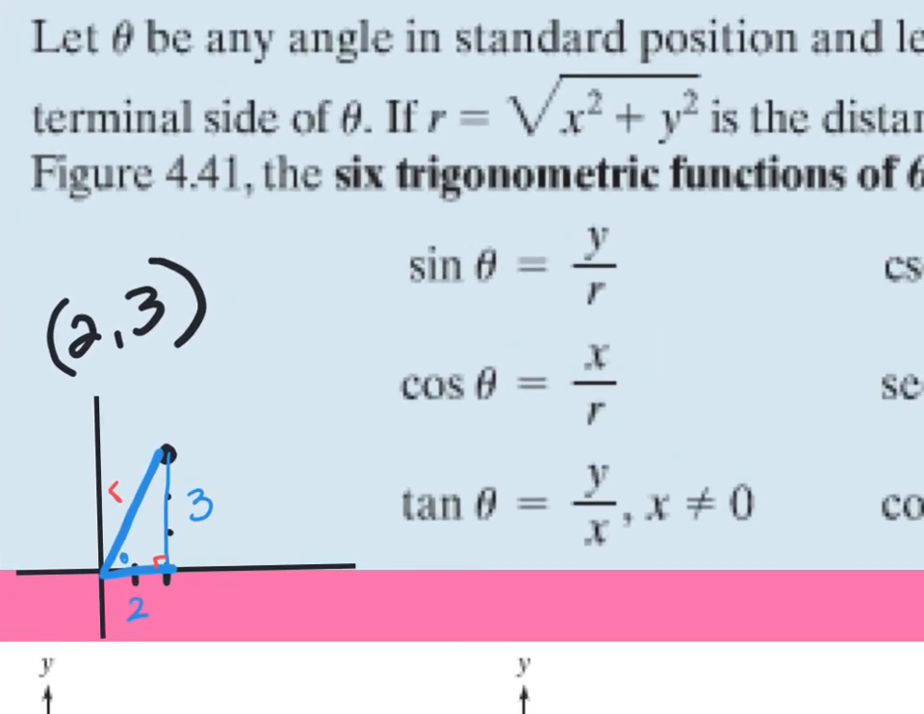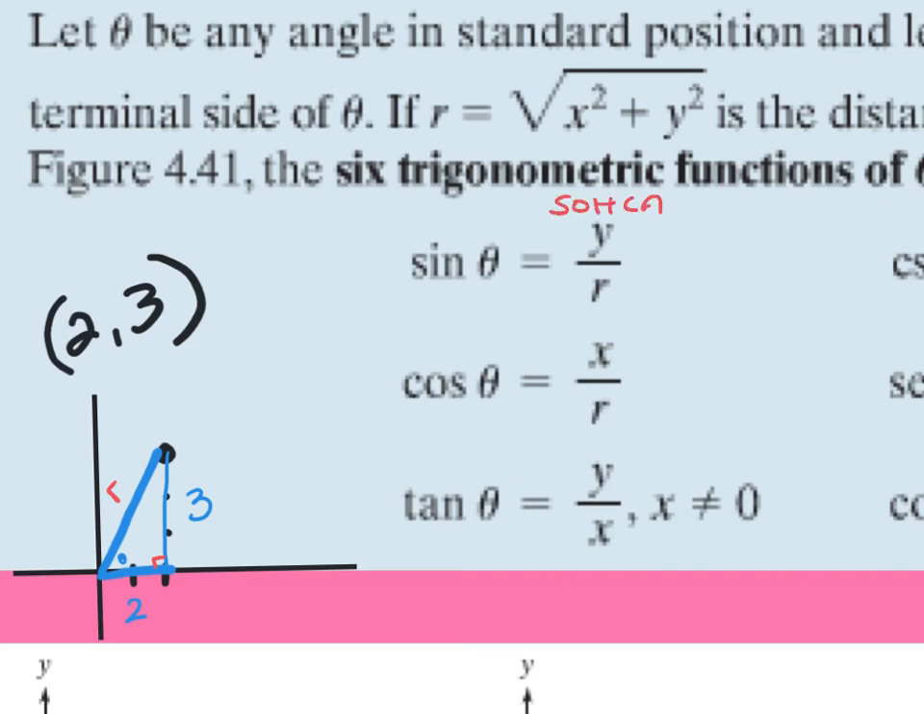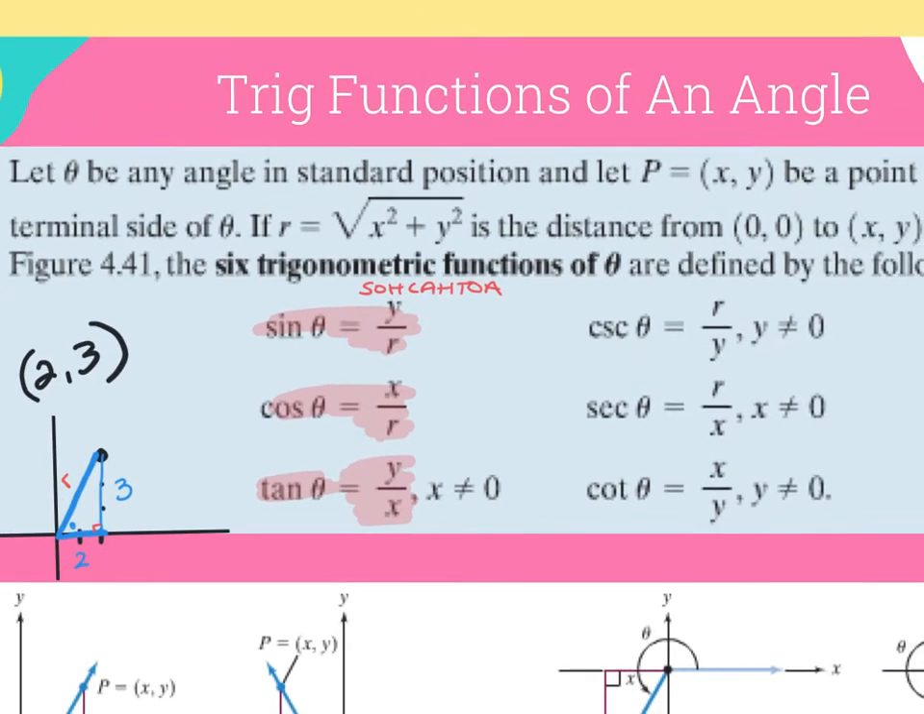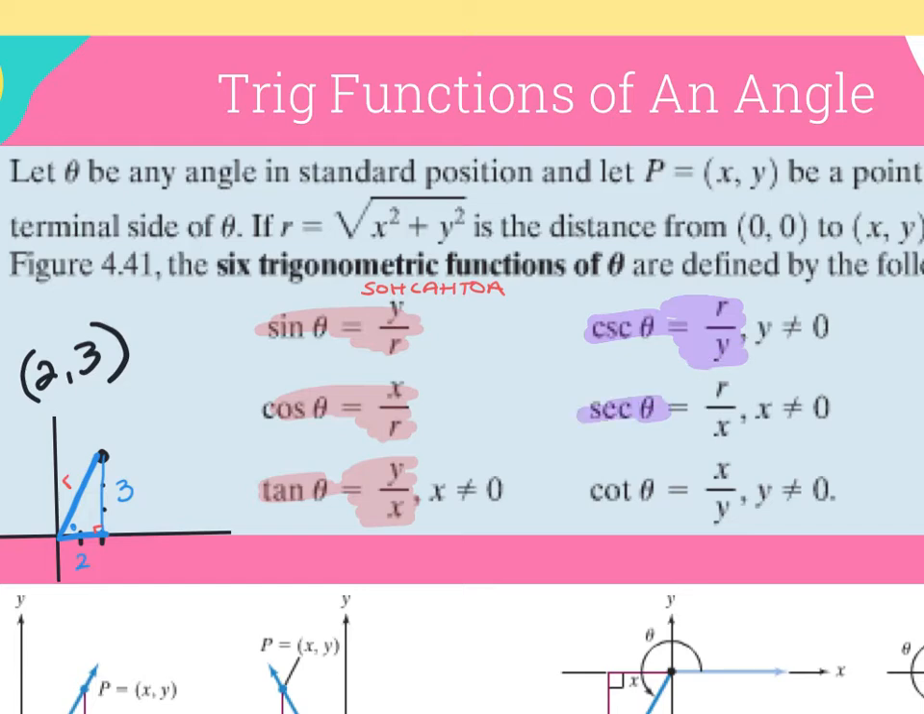And then because of the word SOHCAHTOA, it means sine equals opposite over hypotenuse, cosine equals adjacent over hypotenuse, and tangent equals opposite over adjacent. Because that is true, we can get these: sine is y over r, cosine is x over r, tangent is y over x. And then these are called reciprocal functions, the reciprocals of the first ones. Cosecant is r over y, secant is r over x, cotangent is x over y.